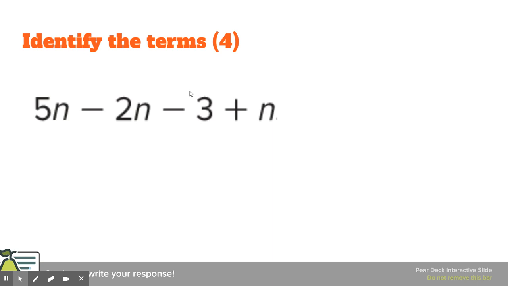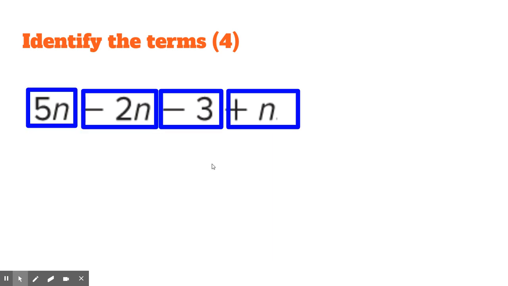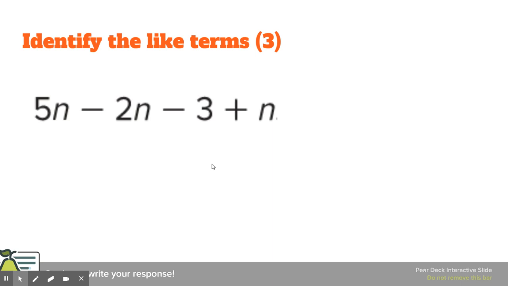Before we do that, I need you to identify the four terms in this expression. So go ahead. This is where you take paper and pencil, you pause, you put down your answers, and you check them against what I tell you. The terms are 5n, negative 2n, negative 3, positive 1n, positive n. Those are terms.